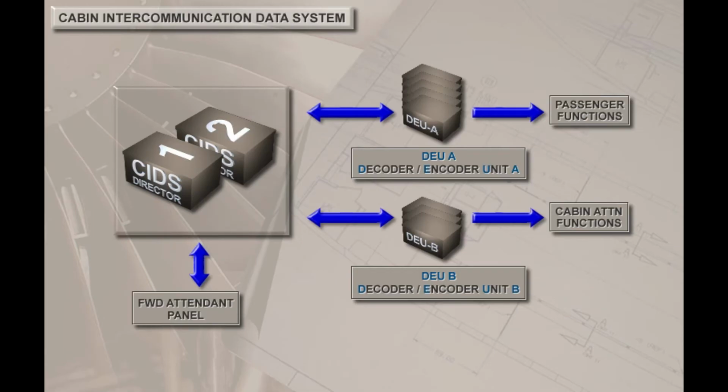There are 2 SIDS directors operating in parallel, with one active and the other one as a standby backup unit. Connected to the SIDS directors are the forward flight attendants panel, a programming and test unit, and a number of decoder-encoder units A and B, which interconnect passenger and cabin attendant stations to the SIDS directors.